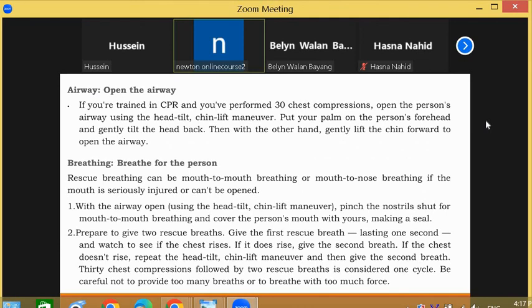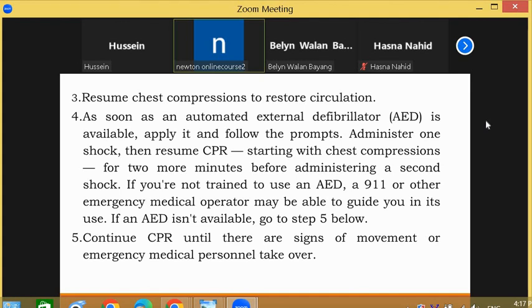Our aim is the airway. First we need to open the airway, so we have to maintain the airway. So we give 30 compressions, and next we give the breaths to the person. We turn the head, and only then can we give proper breaths to the patient.